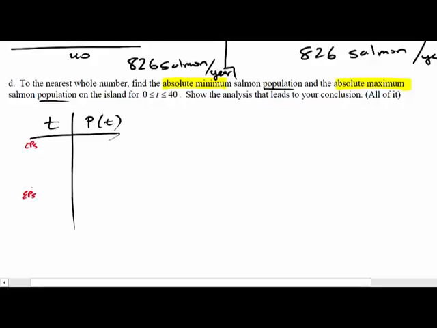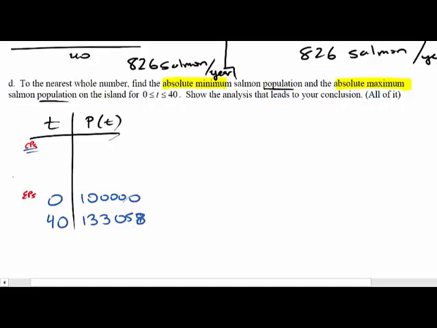My endpoints, already given, 0 and 40. And in fact, I already know the population at 0, it's 100,000, and the population at 40 was what I found in part B, 133,058.